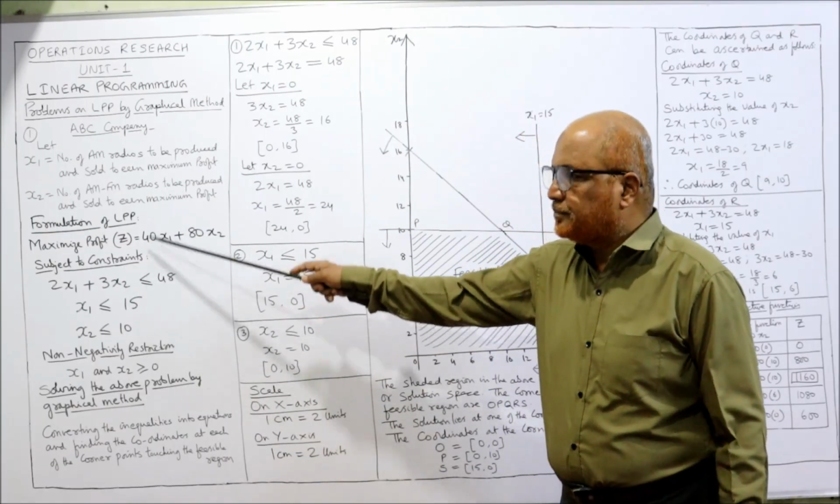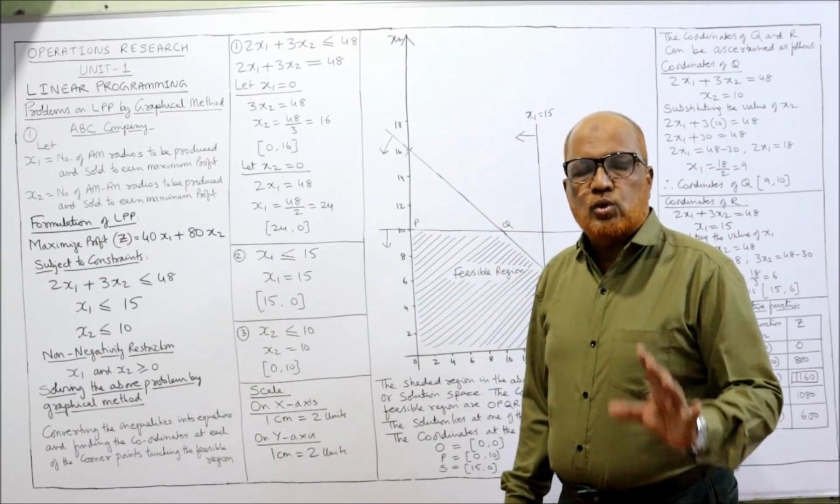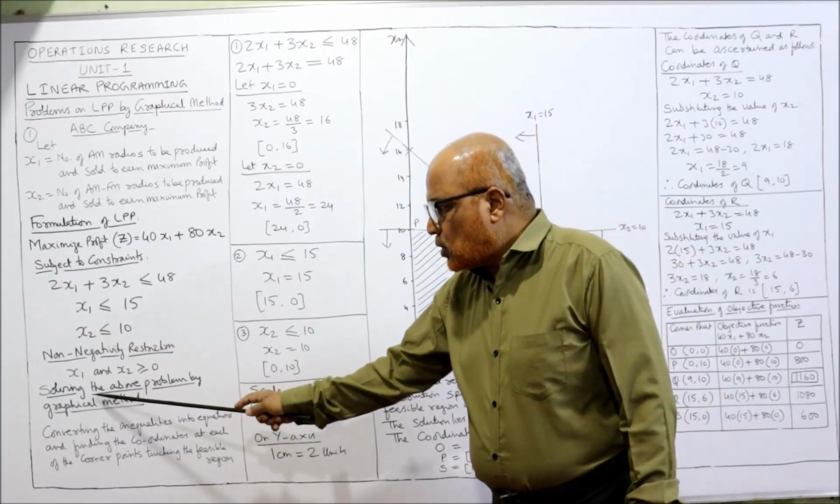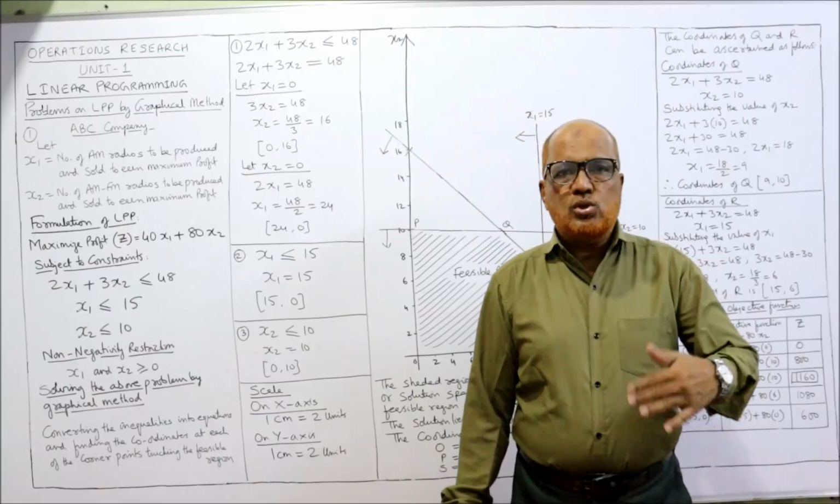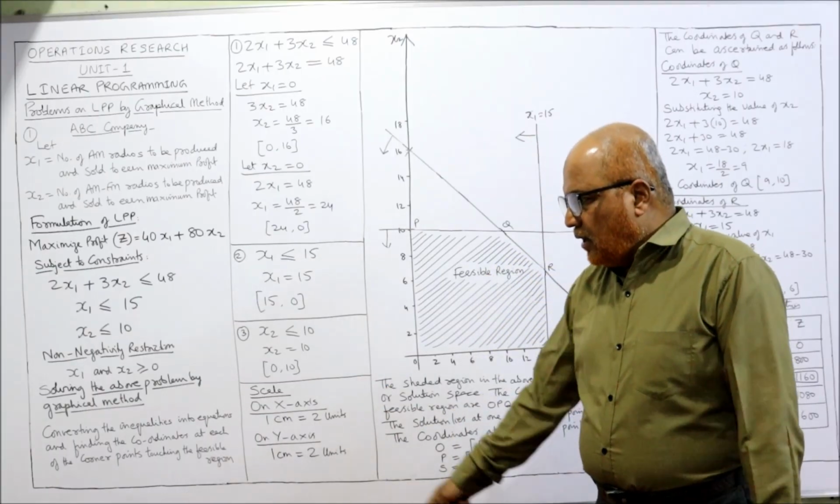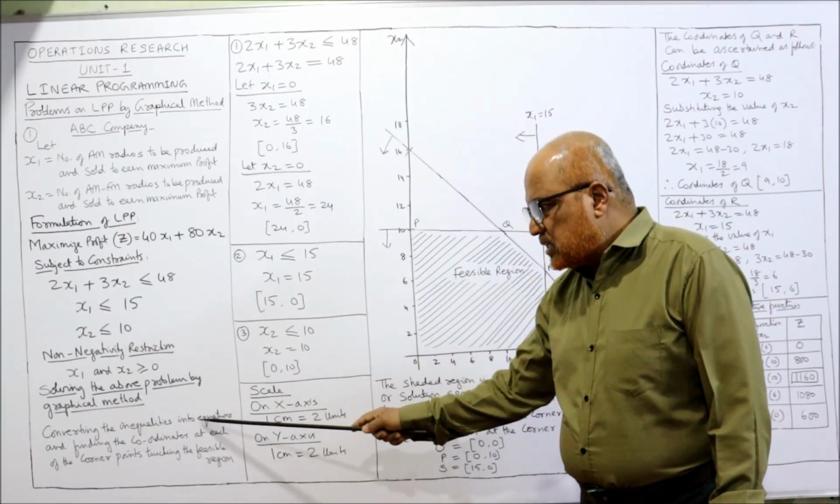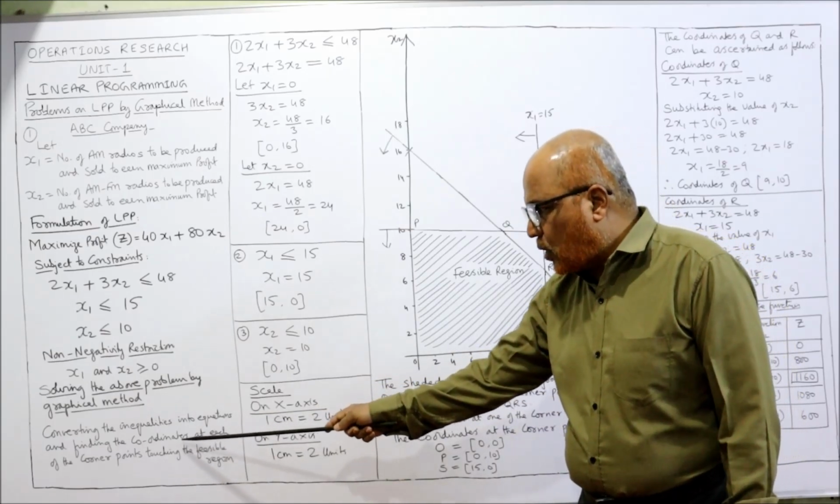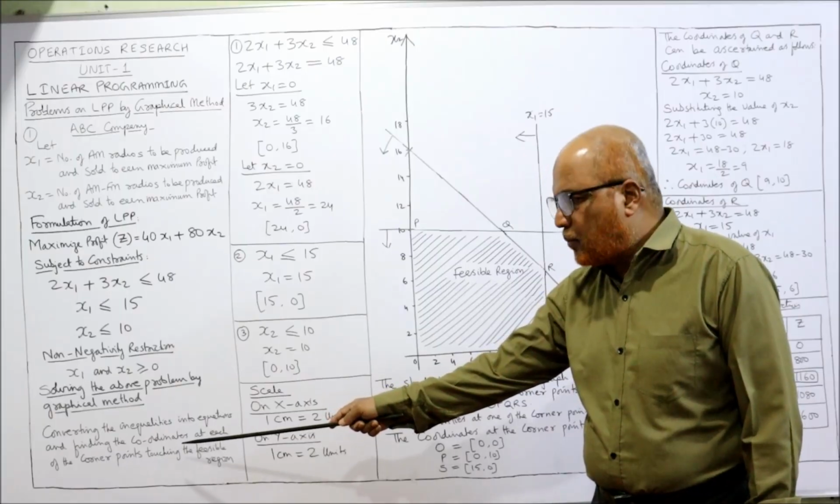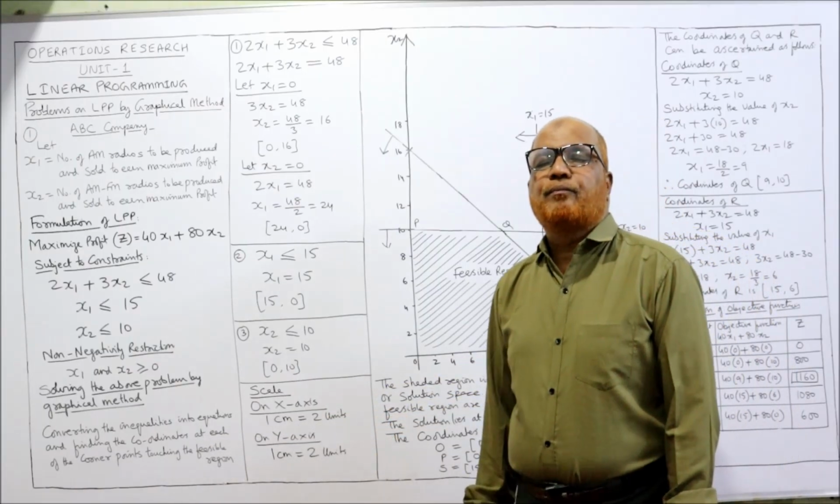This is the formulation. Right? Half of the question is over. Now we have to solve the above problem by the graphical method. The second question is asking you to solve it graphically. Now convert the inequalities into equations and find out the coordinates at each of the corner points touching the feasible region.